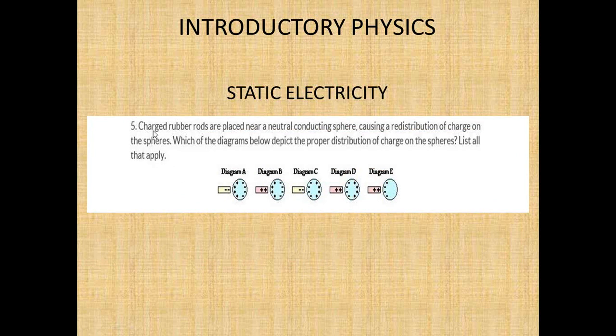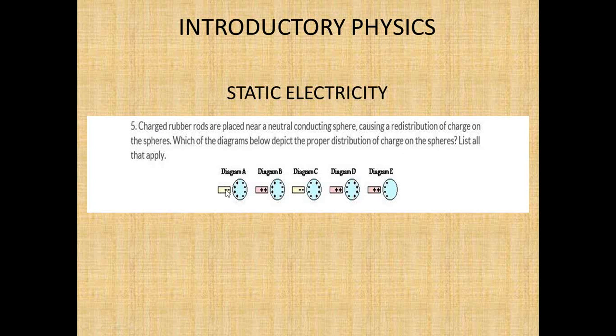Okay, and then question 5. Charged rubber rods are placed near a neutral conducting sphere, causing a redistribution of charge on the spheres. Which of the diagrams below depicts the proper distribution of charge on the spheres? List all that apply.